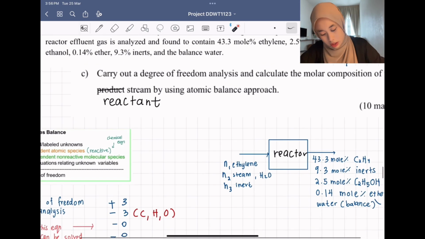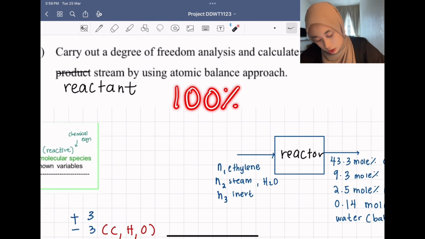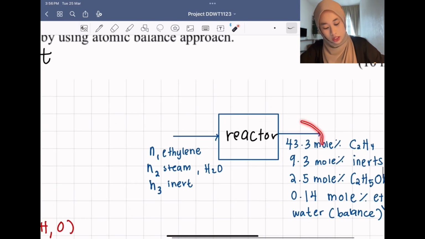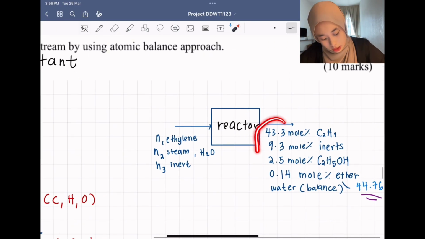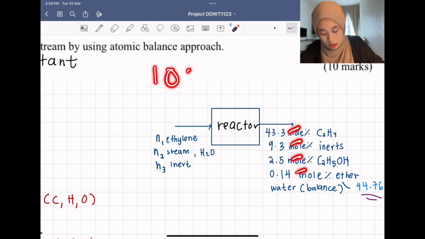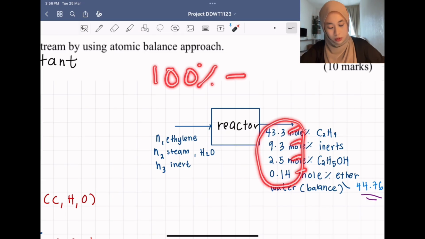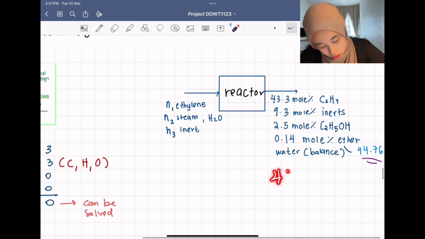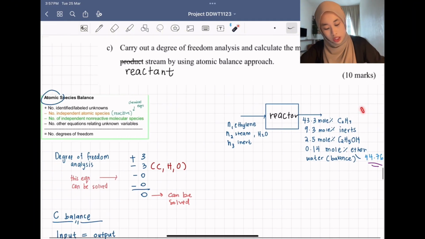So balanced water nak cari macam mana? So we know that percentage has 100%. So you minus with total of the products yang molar composition yang dia dah bagi. Tambahlah this one, tambah this one, tambah this one, tambah this one. 100% minus with total, you will get water balance. So you should get 44.76. So now your flow chart is complete.